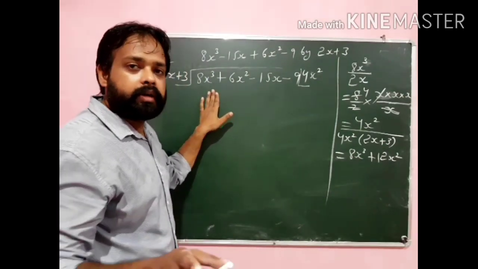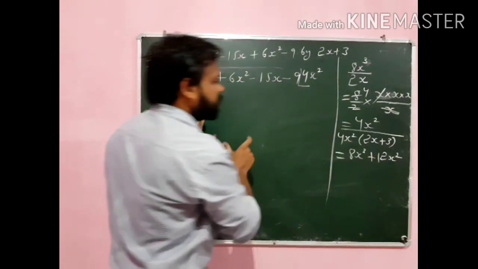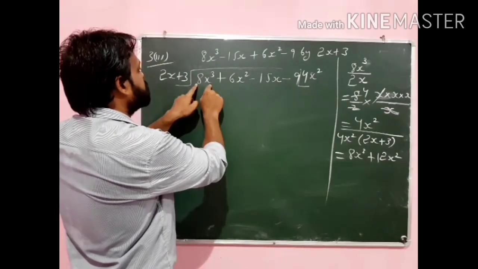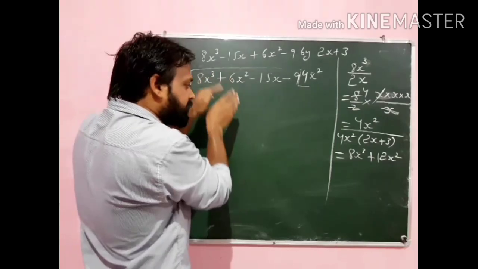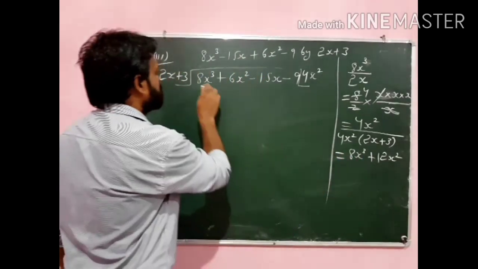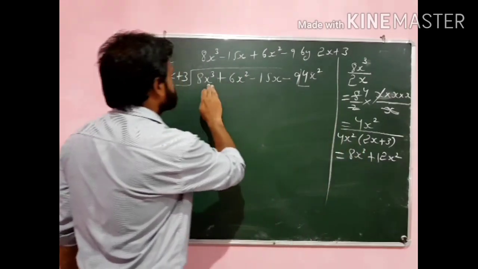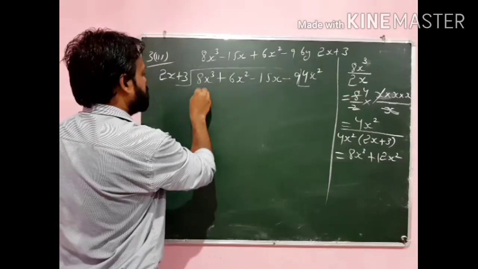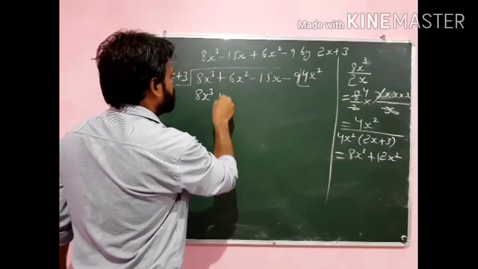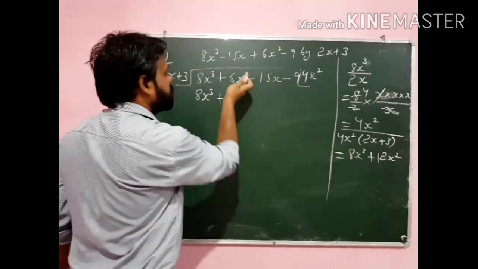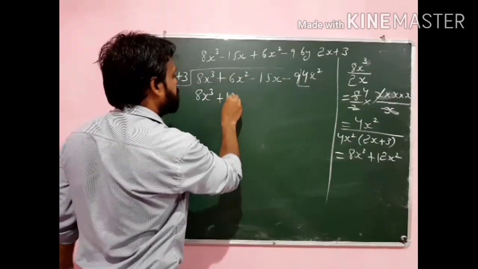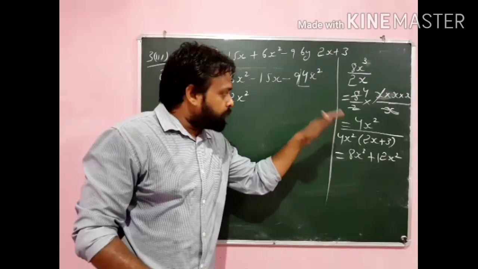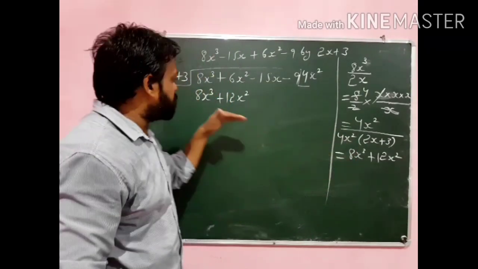When you are writing this value here, always write it in this way: the power which has a cube must be exactly under the cube. It means this is 8x cube, so write the x cube term exactly under it, and then this is x square, so write 12x square exactly under the x square. So this is the second step. By following these steps you can solve this one.